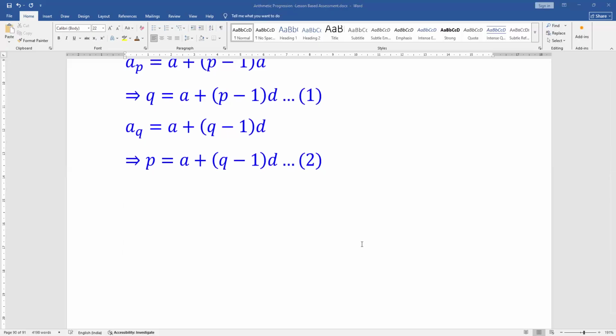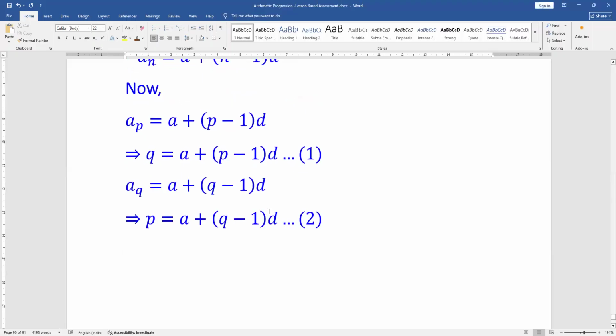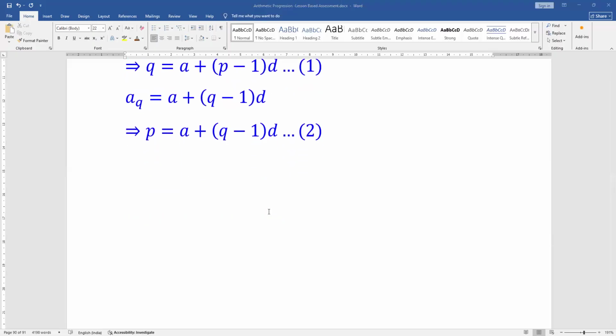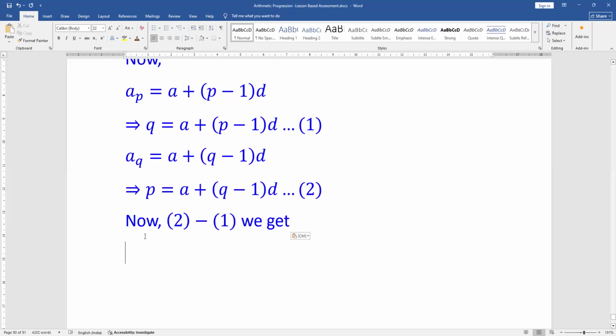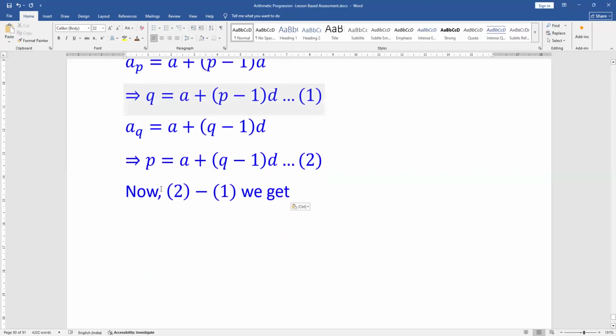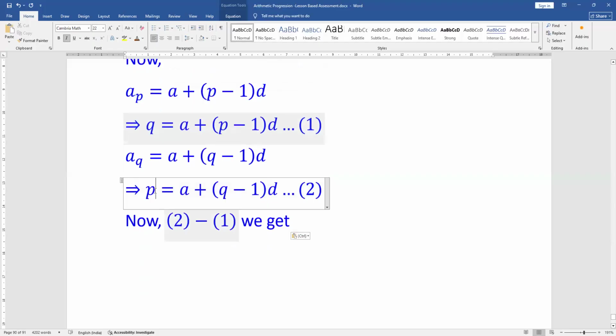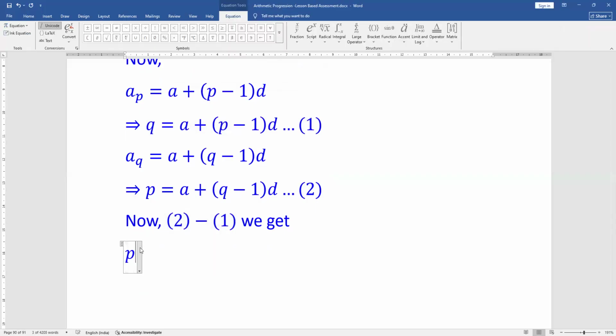Now what I do? Now I do subtraction, that is 2 minus 1. See what will happen if I do 2 minus 1. On my left hand side, 2 minus 1, the second equation, that is p minus q you get, correct? So we get p minus q. Let me write that. p minus q equals, and on my right hand side, you will be writing a plus q minus 1 into d minus. See, we are getting another complex term, right?